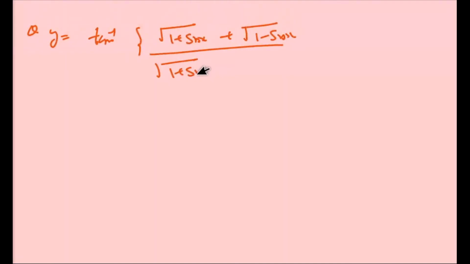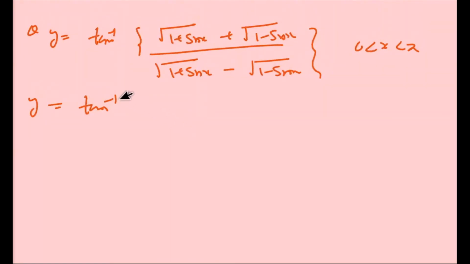The question is y equal to tan inverse of (root 1 plus sin x plus root 1 minus sin x) upon (root 1 plus sin x minus root 1 minus sin x), and the condition given is 0 less than x less than pi. First we will solve this, then we write here.